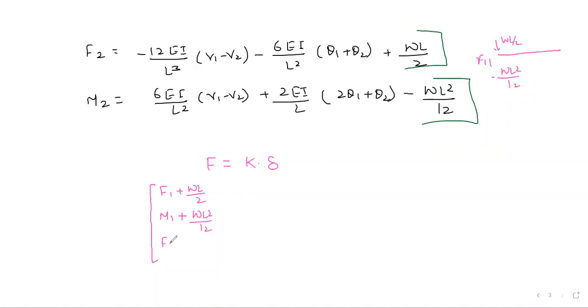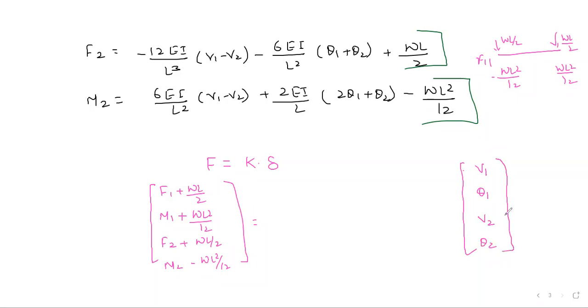Similarly, at node number 2 it will be F2 plus WL by 2, as we have already taken, and for M2, again the fixed end moment will be WL square upon 12. So this will be your force matrix. Then we have the stiffness matrix into the delta matrix. What will the delta matrix be here? The delta matrix will be V1, theta 1, and at node number 2, V2, theta 2, because if you see the shape function of a beam element, we have four unknowns.